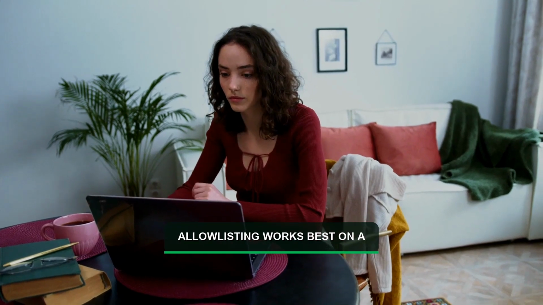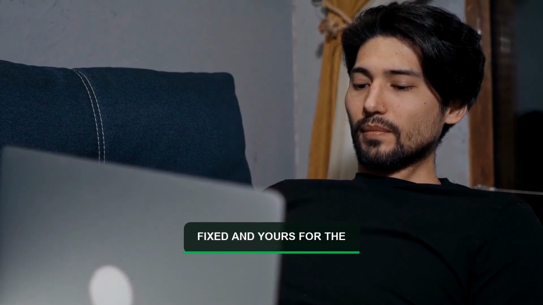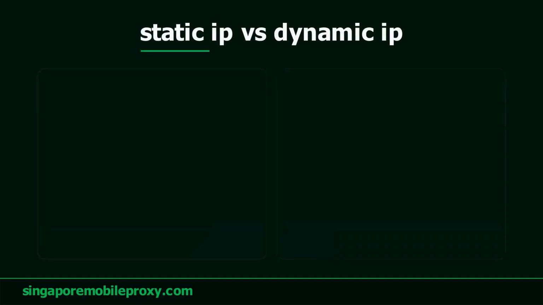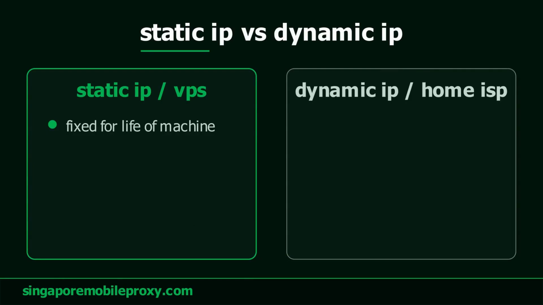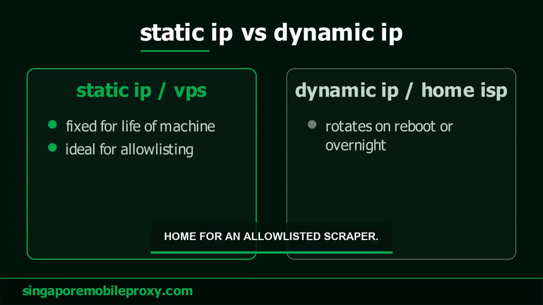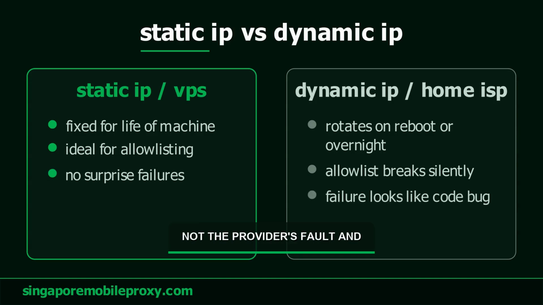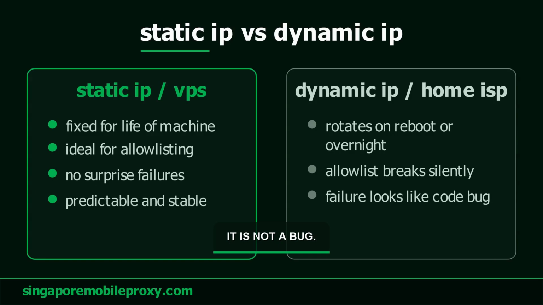So allow listing works best on a static IP or a VPS where the public address is fixed and yours for the life of the box. When you rent a VPS, that address is generally stable until you destroy the machine, which makes it an ideal home for an allow listed scraper. If you are on a cheap dynamic plan instead, expect the address to rotate and expect allow listing to break with it. That is not the provider's fault and it is not a bug. It is just what a dynamic IP does.